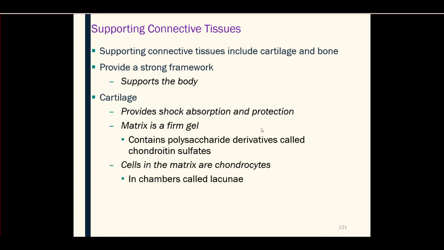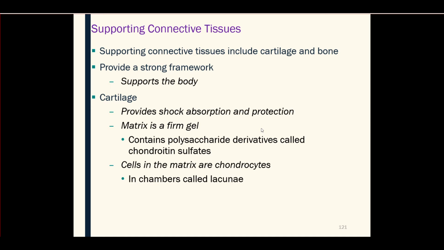If you look at where cartilage is, you'll kind of get that impression. It's located in strategic places to do shock absorption and protection. Now here the matrix is not going to be watery. Instead, it's kind of like a firm gel. It contains these chemicals called polysaccharide derivatives. You may have heard of chondroitin sulfate, glucosamine sulfate. Sometimes people supplement with these to strengthen their connective tissues such as cartilage.